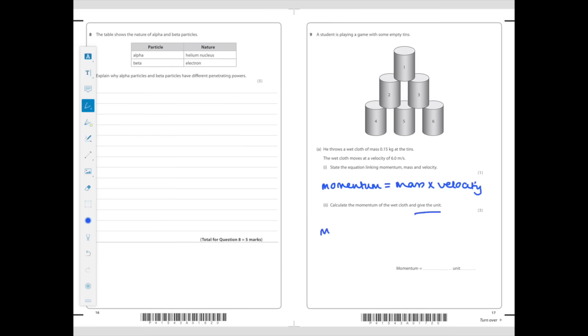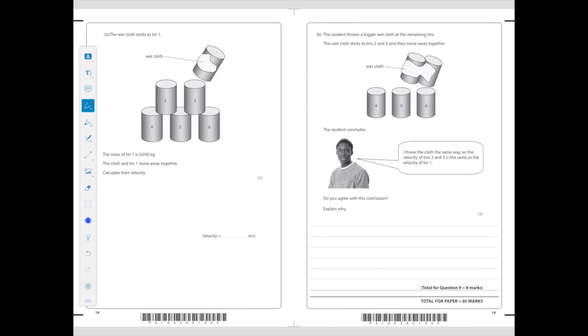So momentum equals mass, which you know is 0.15, times the velocity, which is 6. When you put that into a calculator, you'll get 0.9. And we can see that mass is kilograms, velocity is meters per second, which is why this is simply the unit. If you can't remember it, just work it out from the equation. The wet cloth sticks to tin 1. The mass of the tin 1 is 0.05 kilograms. The cloth and tin 1 move away together, calculate their velocity.